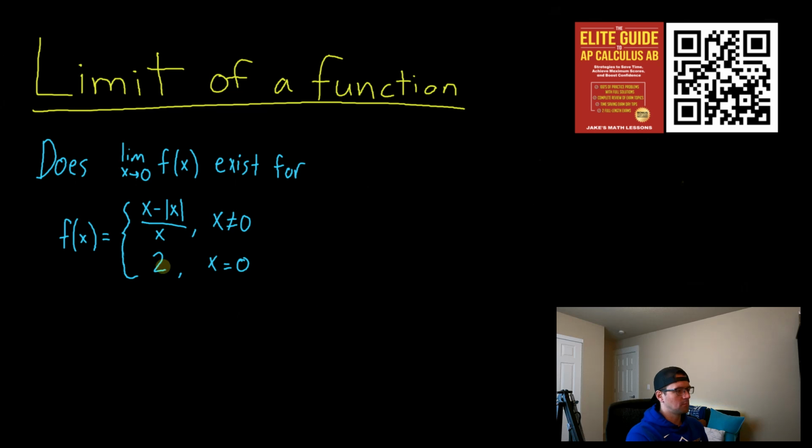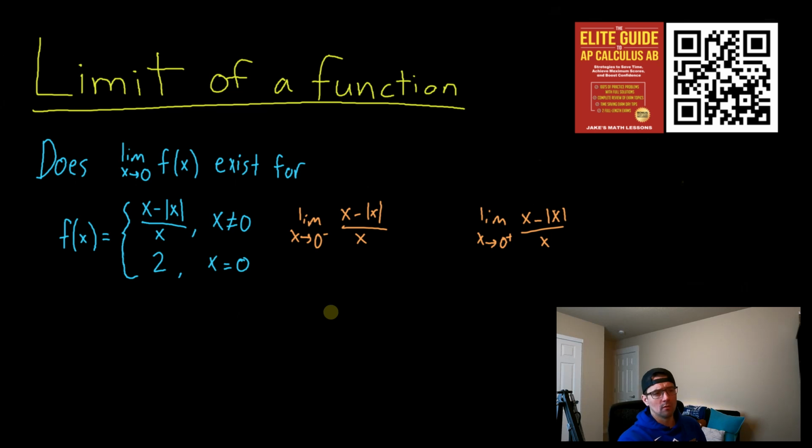So we're going to have the limit as x goes to 0 from the left of x minus absolute value of x all over x. And then we're going to have the right-hand limit: the limit as x goes to 0 from the right of x minus absolute value of x all over x. So we need to find both this left-hand limit and right-hand limit.